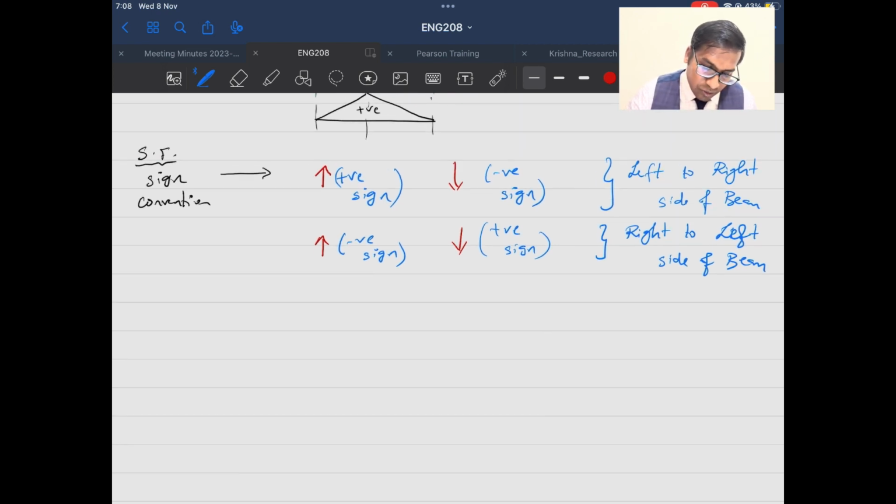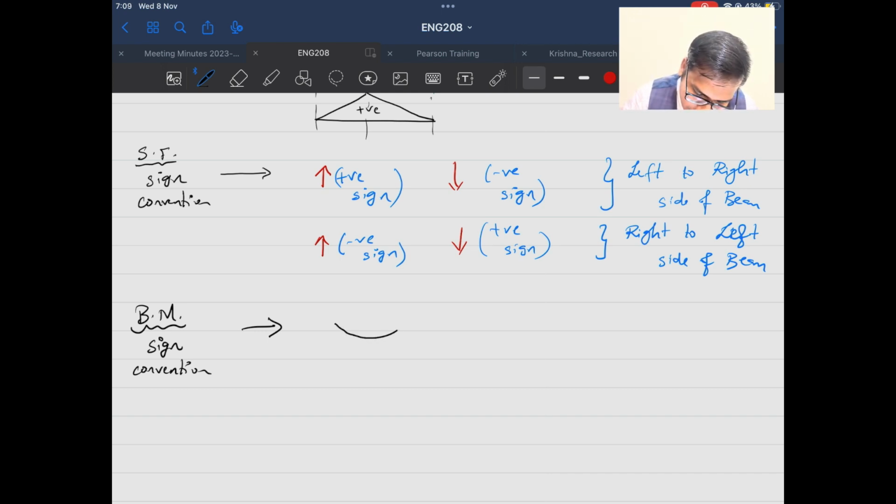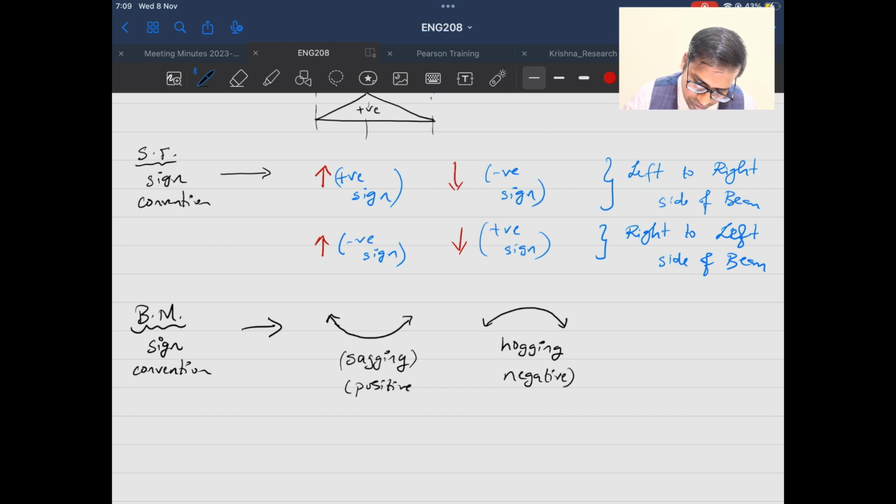Now if I go to bending moment, if I want to write about bending moment sign convention, then please remember this is my sagging bending moment. This is called sagging bending moment, which is called positive. And this is my hogging bending moment, hogging, and this is called negative bending moment.